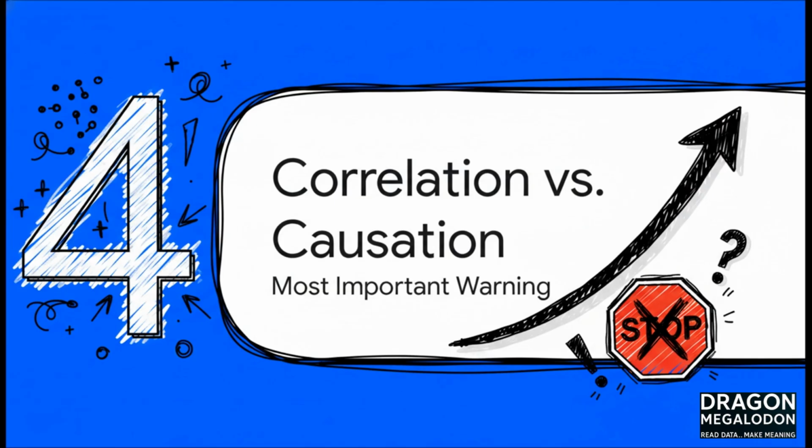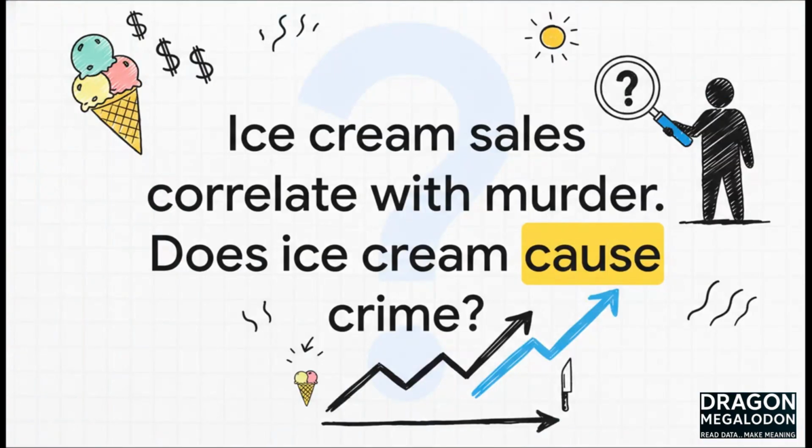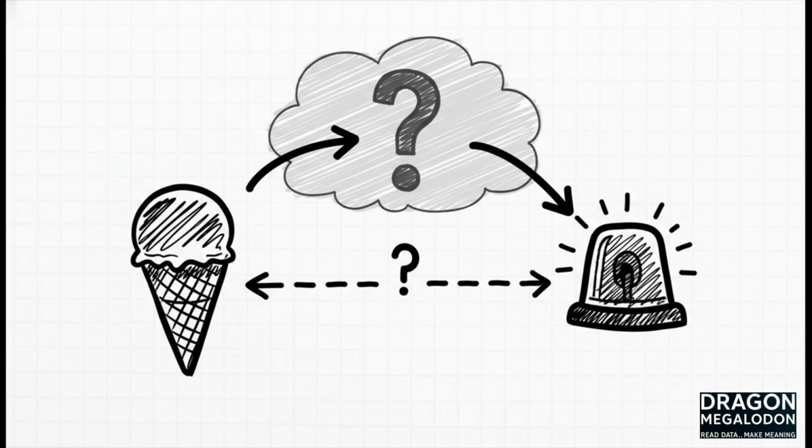But hold on. This leads us right now to probably the single most important lesson you will ever learn about statistics. Let me ask you a question. It's a pretty famous one. Did you know that when ice cream sales go up, murder rates also go up? I mean, it's a strong positive correlation. So, does that mean your pint of Rocky Road is making you a public menace? Of course not. The ice cream isn't causing anything.